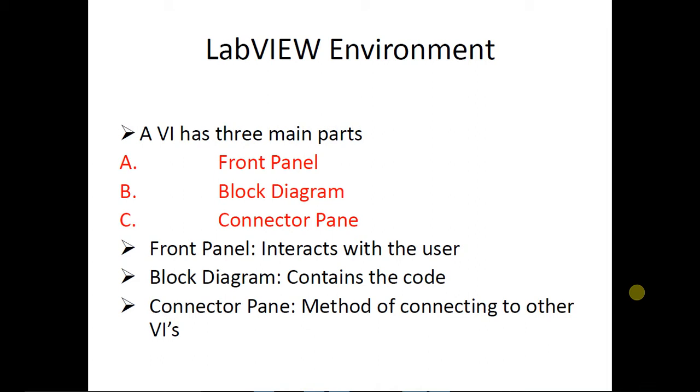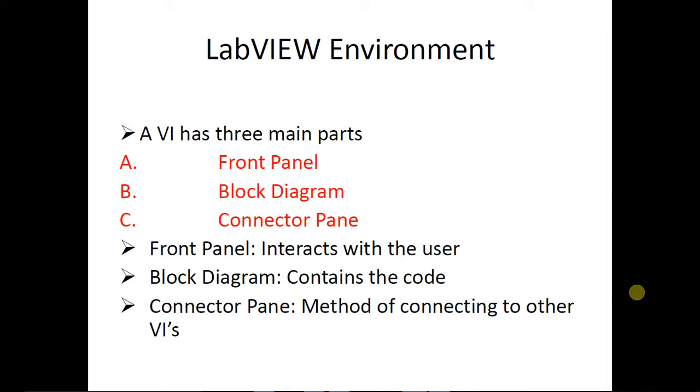So the back panel also contains structures and functions which perform operations on controls and supply data to indicators so that we can see the output. The structures and functions are found on the functions palette and can be placed on the back panel.